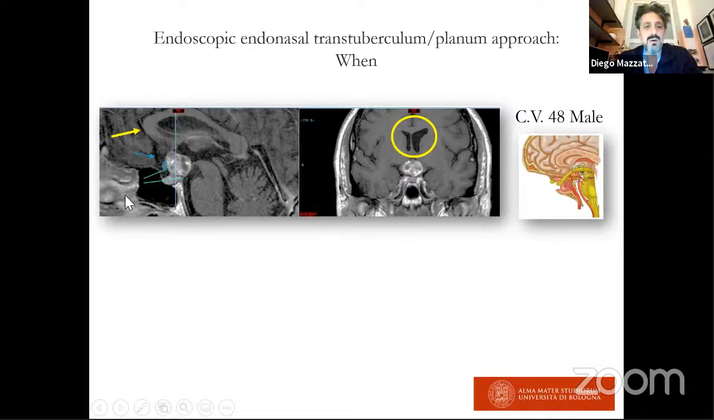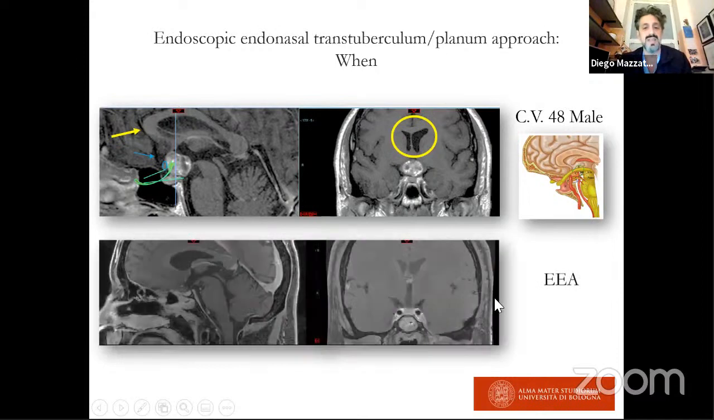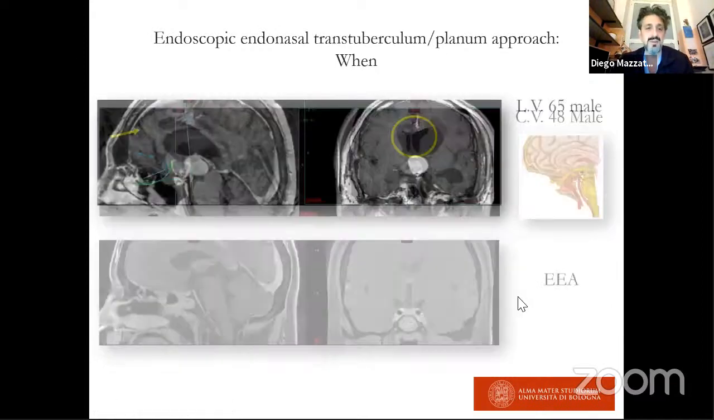This is the window using the transtuberculum approach, and you can work using the angled endoscope and the angled instrumentation to try to remove it. And this was the result post-operatively.